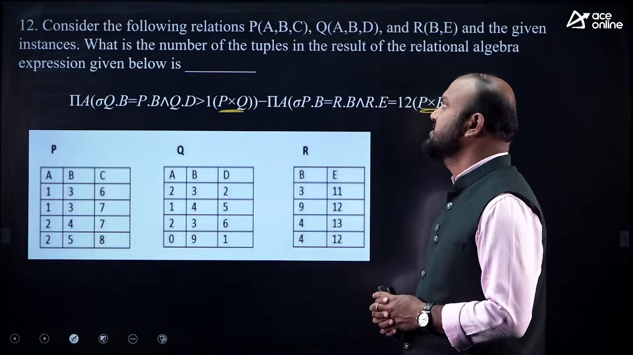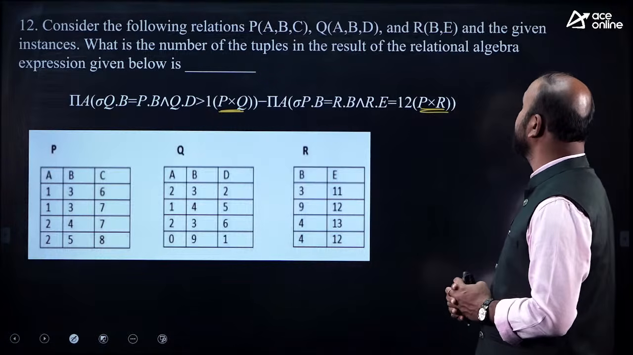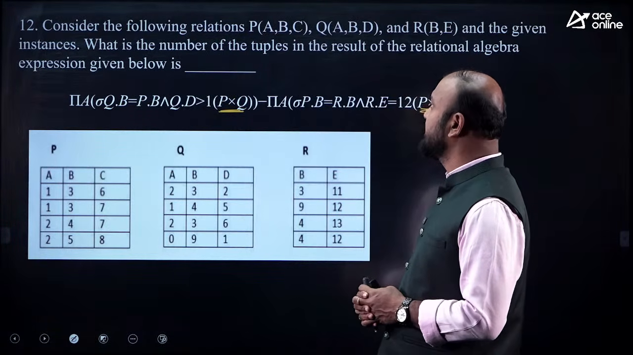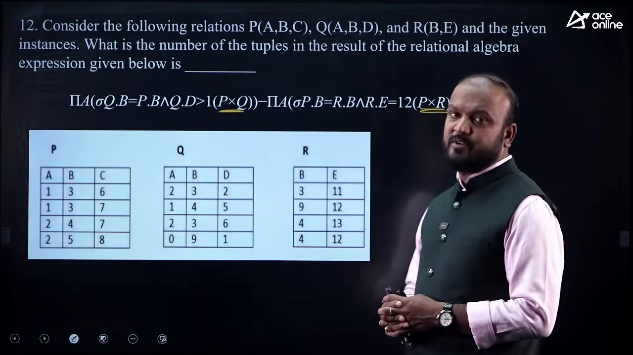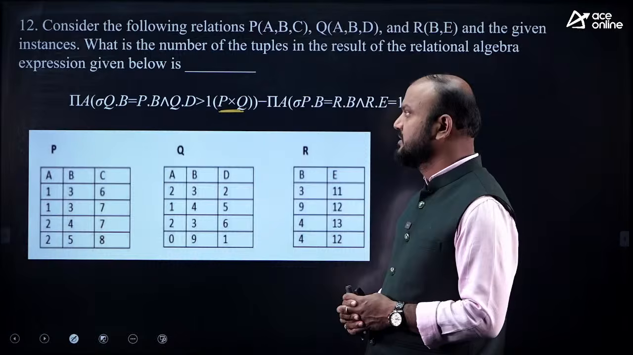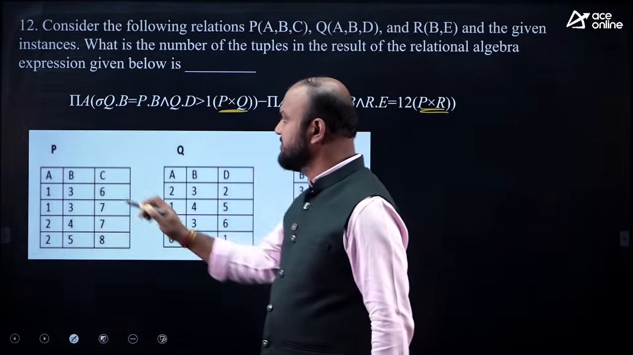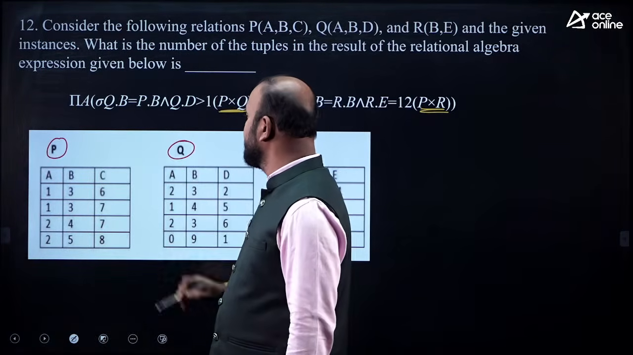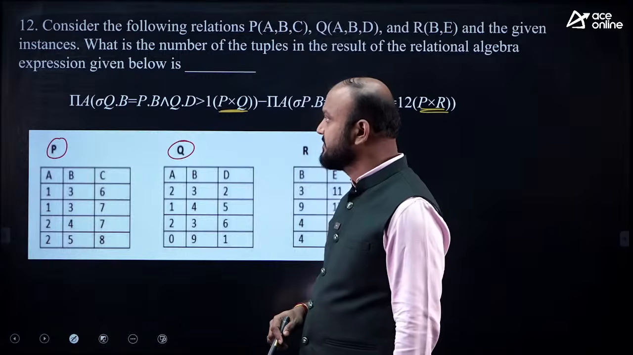Consider the following relations P of ABC, Q of ABD, R of BE. Three tables are given. What is the number of tuples in the result of the relational algebra expression given below? What is it doing? Cross product of P and Q. Here 4 tuples, 4 into 4, 16 combinations.